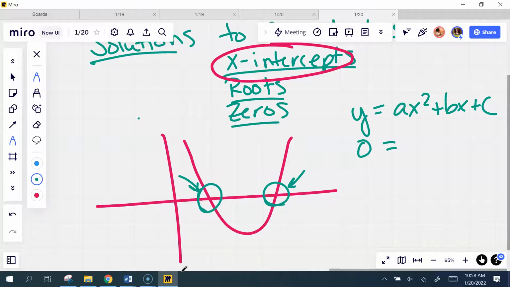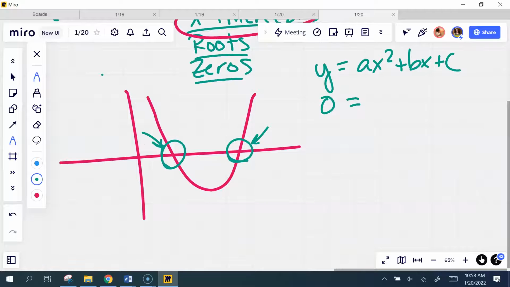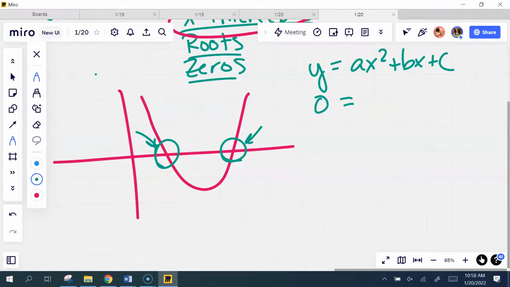This is why we're getting 2 solutions, because it's crossing the x-axis twice. But not always does it cross twice. This is a situation where there are 2 solutions. It's crossing the x-axis twice, right? That's the very first scenario.